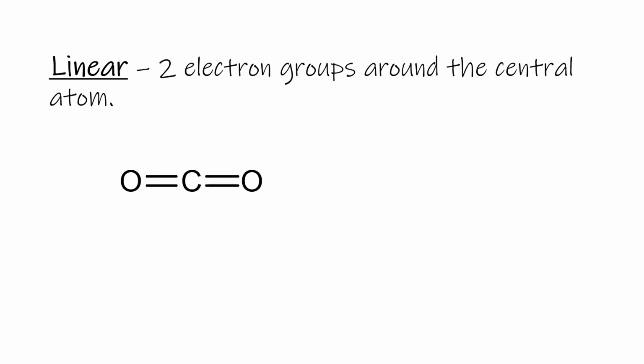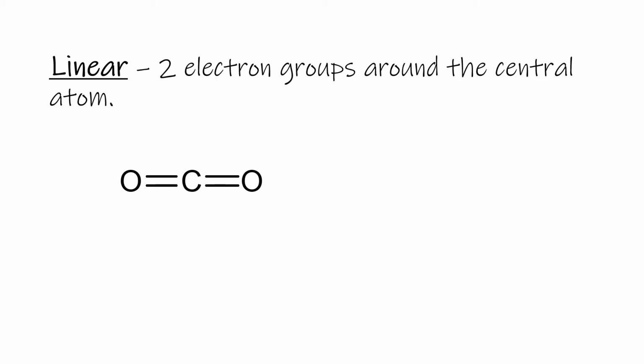The first shape we're going to look at is linear. Linear compounds are going to have two groups of electrons around that central atom. Those two groups are going to try and get as far away from each other as possible. So that ends up being 180 degrees, which is a linear shape.